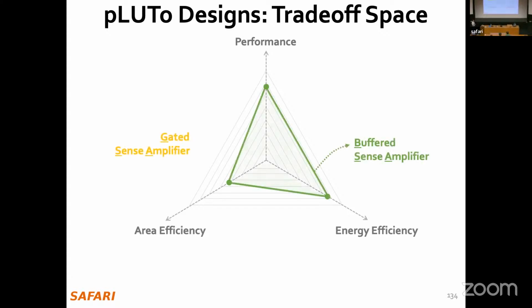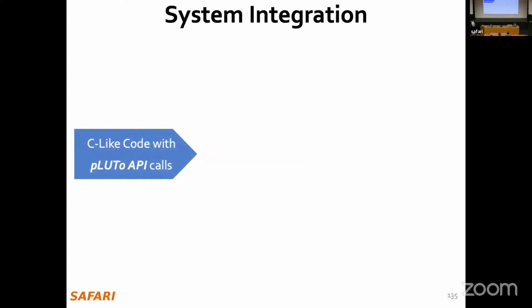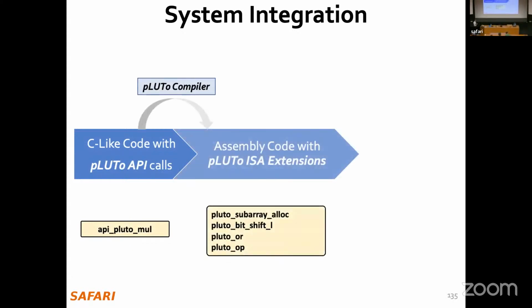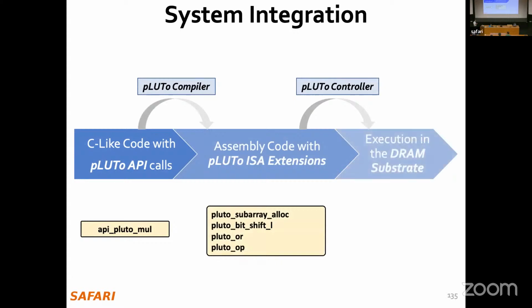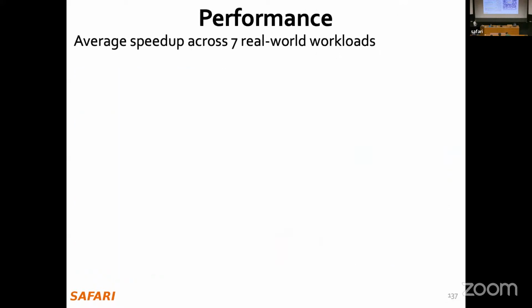So one of the architectures is the average of all of those three. The other one is better related to error efficiency, and the other one is better in terms of performance and energy efficiency, but bad at error efficiency. We also implement some system integration, so mapping this lookup table to applications through these ISA extensions and this Pluto compiler. Again, I'm not going to get into details here because it's a bit complicated.